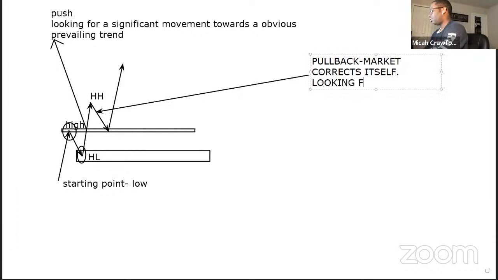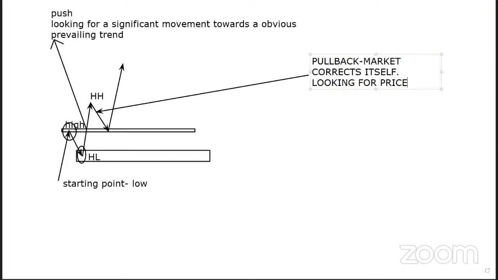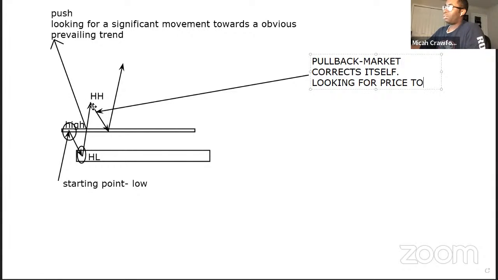Looking for price. Where are you saying it's correcting itself? Right here, when it comes right back down. Right there. When it comes back down. So I'm gonna change that. I'm gonna change this black line right here to pink.